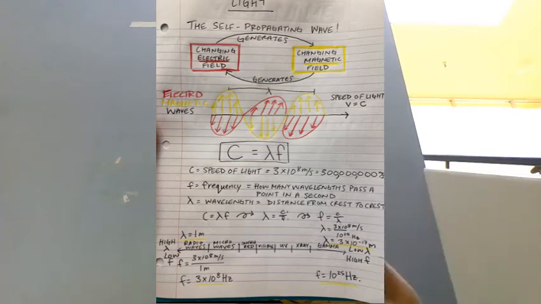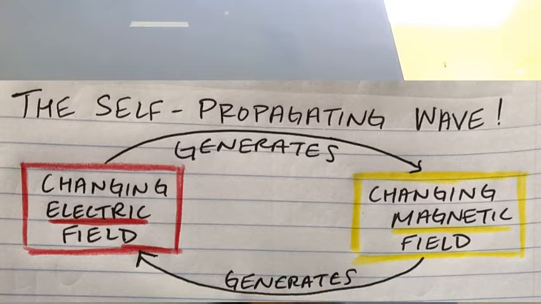All right, let's break down Khan's really amazing video. So first off, light is what's called a self-propagating wave. Self-propagating meaning it's self-sustaining, self-driving.